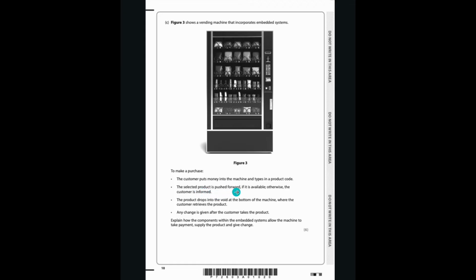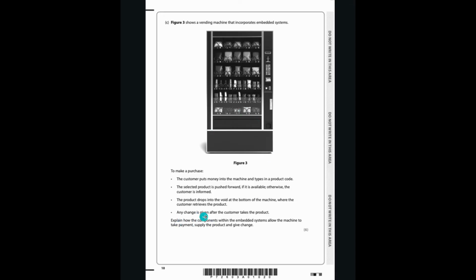The selected product is pushed forward if it is available, otherwise the customer is informed. That means if the product is available, there is a ring behind each and every product. When the product is available, the ring pushes that product forward and the product falls downward. The product drops into the void at the bottom of the machine, where the customer retrieves the product. The customer can move their hand inside and take the product from there.